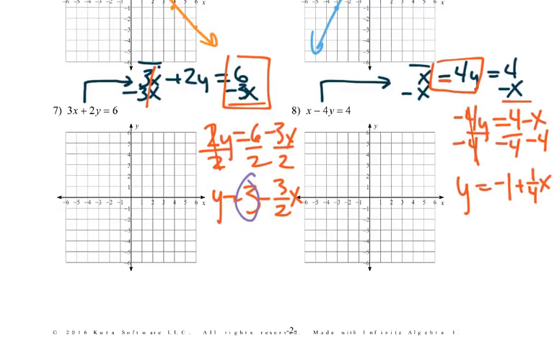So we start at 3. We're going down 3 because it's negative, so down 3 to the right 2. Make those dots a little better. Down 3 to the right 2. And then draw your line. Or in this case, we start at -1 and then 1/4, so we're going up 1 to the right 4, or down 1 and to the left 4 to make our line.